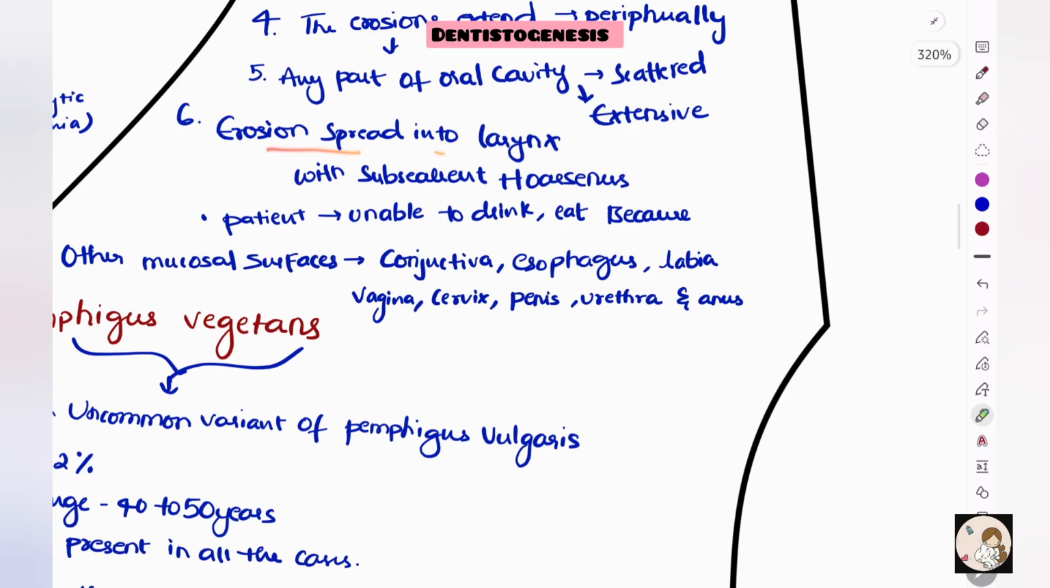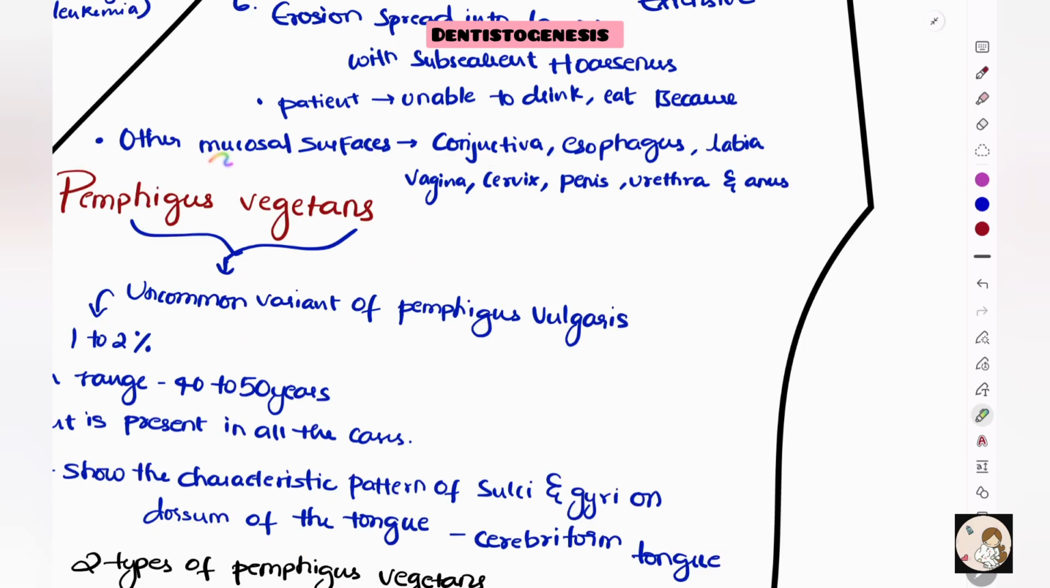Erosion spreads into the larynx with subsequent hoarseness of voice. The patient is unable to drink or eat. Other mucosal surfaces include conjunctiva, esophagus, labia, vagina, cervix, penis, urethra, and anus. These are all mucous cavities, so it could spread into any of them.